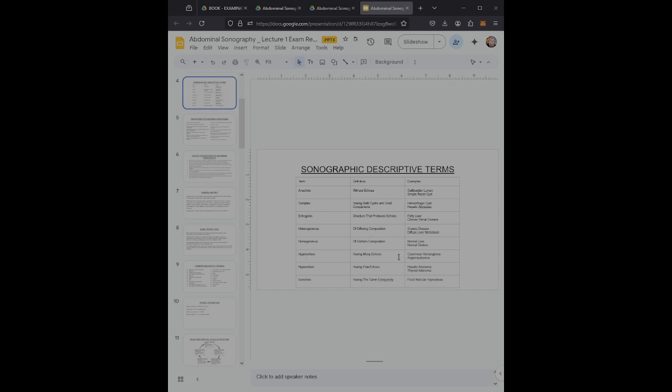Hyperechoic, having many echoes, like a cavernous hemangioma and an angiomyolipoma. Hypoechoic, having few echoes, hepatic adenoma or a thyroid adenoma. Isoechoic, having the same echogenicity, like focal nodular hyperplasia.